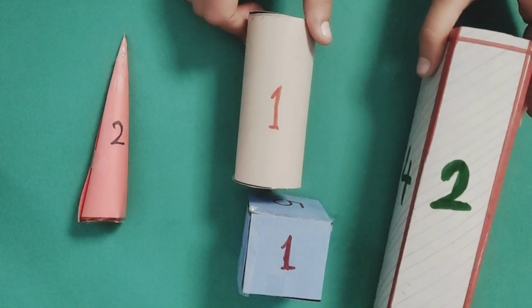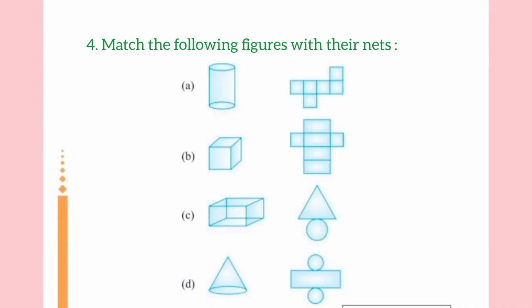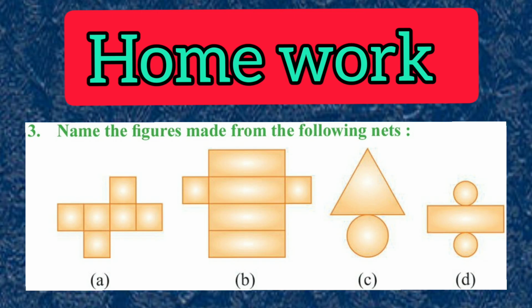So we have formed these different three-dimensional shapes. And now we will learn to match these three-dimensional shapes with their net. So we'll match cylinder with this net and cube will match with this net. And in the same way, cuboid will match with the second net and cone will match with third net. And now it's turn for your homework, and your homework is to make all these shapes at your home.